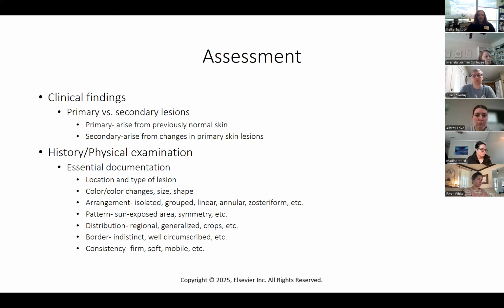The pattern: is it in a sun-exposed area but nowhere else? Symmetry, things like that. On the flip side of the sun-exposed area, there are some things that primarily show up in areas that are not exposed, like belt lines, the back of the neck, places like that. Distribution and borders are helpful, and then the consistency of the lesions.